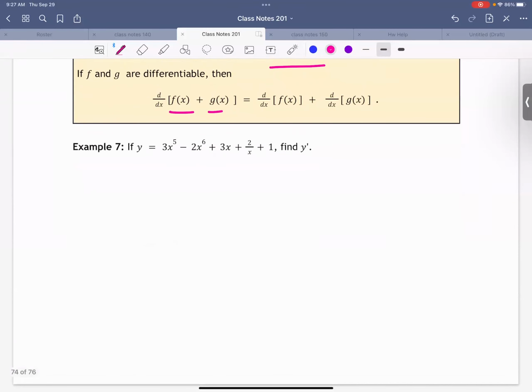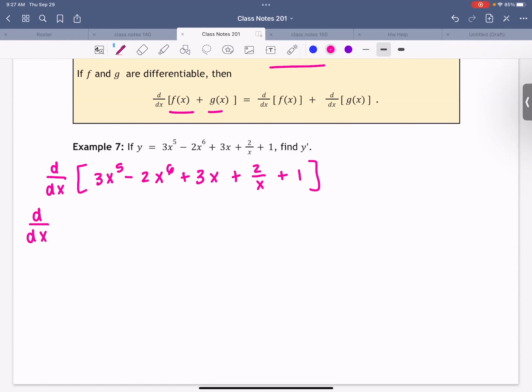So we have this big polynomial here. We have 3x to the 5th minus 2x to the 6th and so on. I want to find the derivative, which means that I'm essentially taking the derivative of this whole thing: 3x to the 5th minus 2x to the 6th plus 3x plus 2 over x plus 1. Using the addition rule, I can split this up into a bunch of things being added, right?